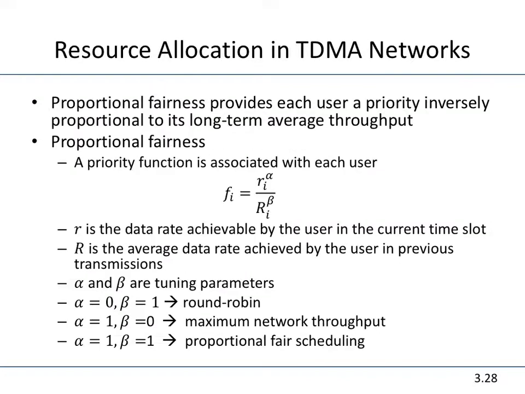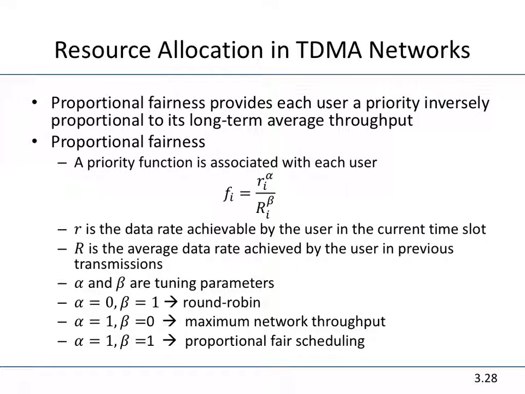Okay, so instead, next slide. So instead, one allocation utility function which seems to be very powerful in that particular case is this. We can use a utility function which is the instantaneous rate, if I were to give the time slot to this user. Remember, this incorporates the current channel state, because the rate is a function of the current channel state. Right?